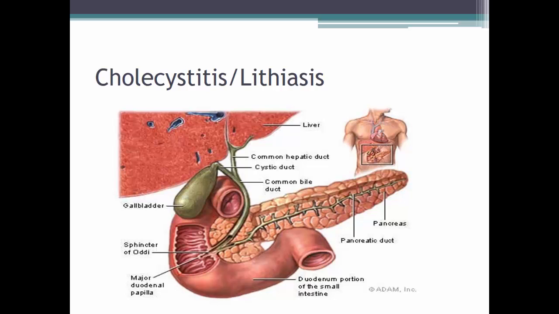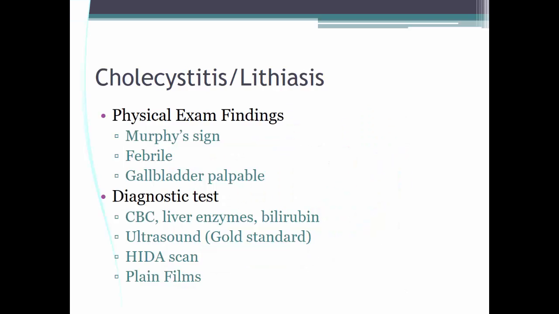This is basically anatomy. So the Murphy sign is basically deep inspiration exacerbating the pain during palpation of the right upper quadrant. And patients have an inspiratory pause. They can't continue having a deep breath when you tell them to, when you palpate the right upper quadrant.